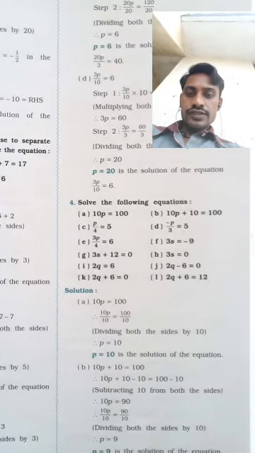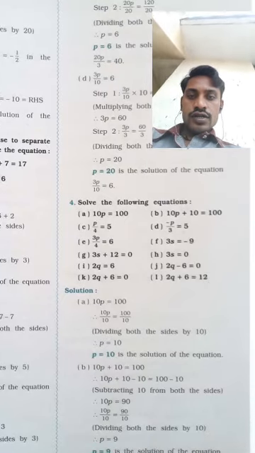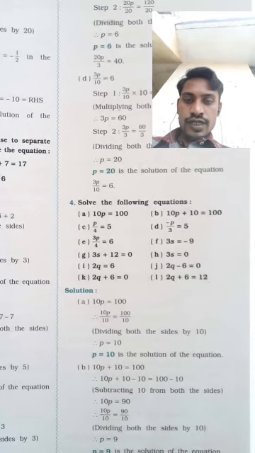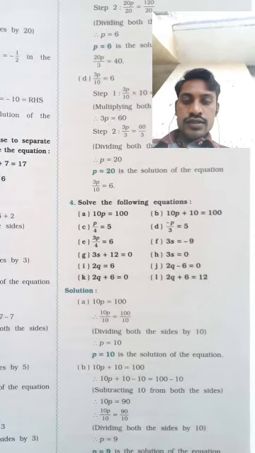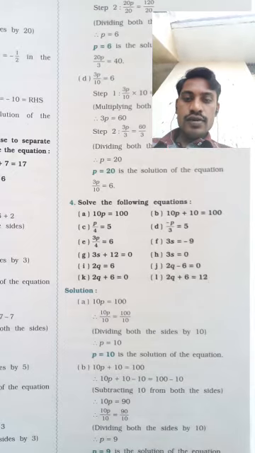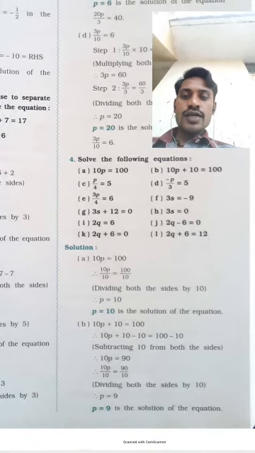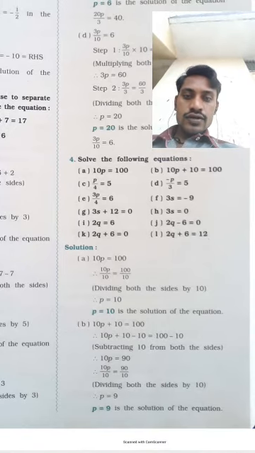Now question number 4. Solve the following equation. 10p is equal to 100. Here we have to find the value of p. 10p is equal to 100. 10p by 10 is 100 by 10. So 10 cancels. So what we do here, dividing both sides by 10. So what is the value of p? p is equal to 10. Okay, understood this one also?